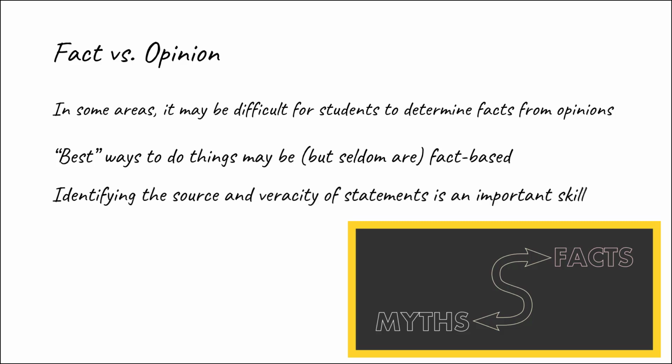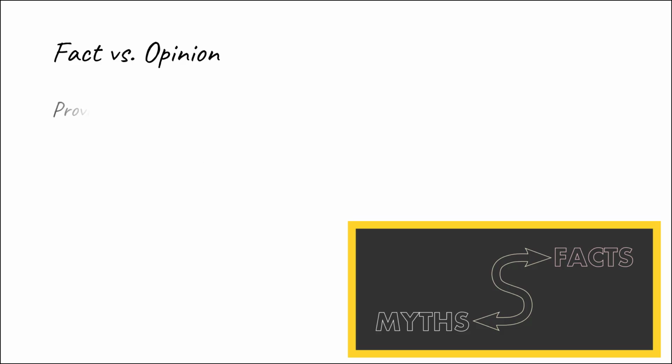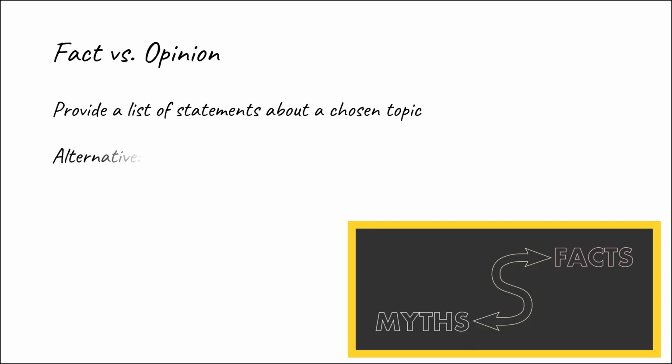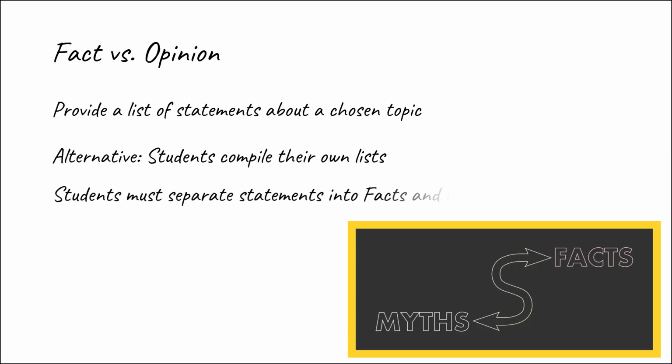Identifying the source of information and determining the veracity of statements is an important critical thinking skill across many disciplines. For this activity, you will compile a list of perhaps 10 to 20 statements about your chosen topic. Alternatively, you could ask students to compile their own lists that will then be shared with classmates. Once students have the list of new statements in front of them, it is their job to determine what is a fact and what is an opinion.